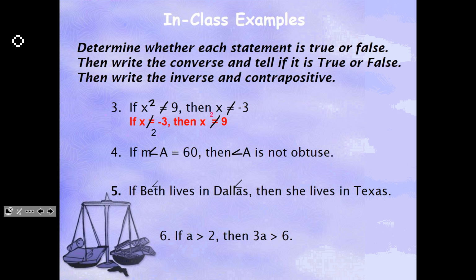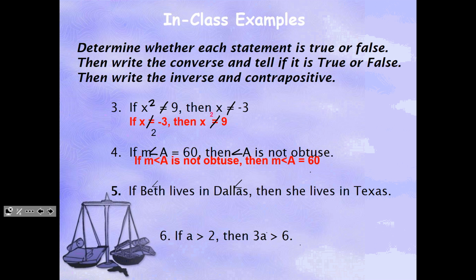So then I need to write the converse. So converse means we're going to do what? Flip it. All right. So then it would read, oh, it's because I wrote on the screen. Let's see. Yeah, now it just wants to let me write. Let's see here. There it is. If the measure of angle A is not obtuse, then the measure of angle A equals 60. Okay? So we just flipped their order.